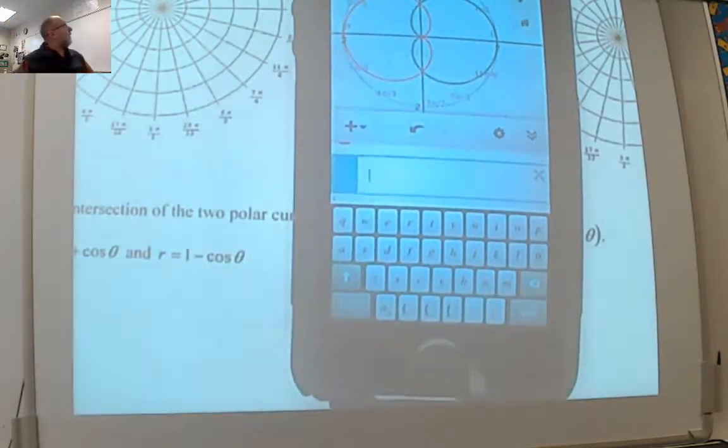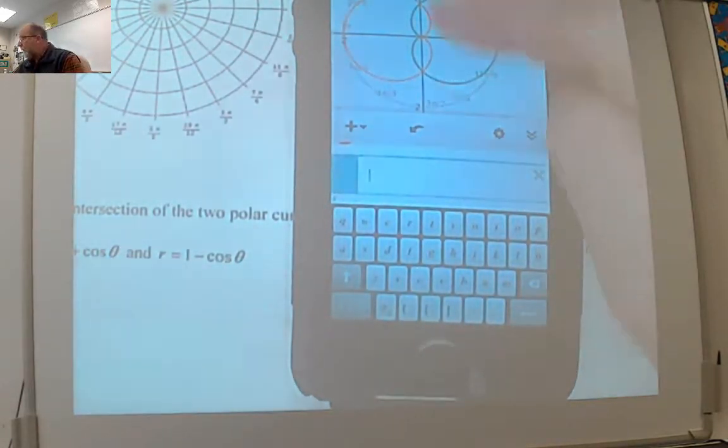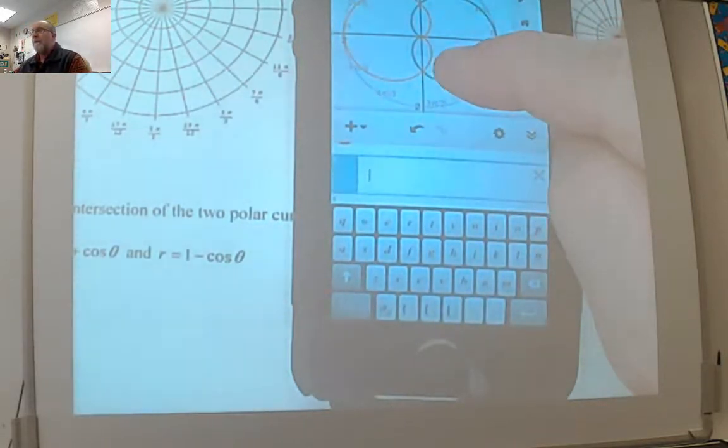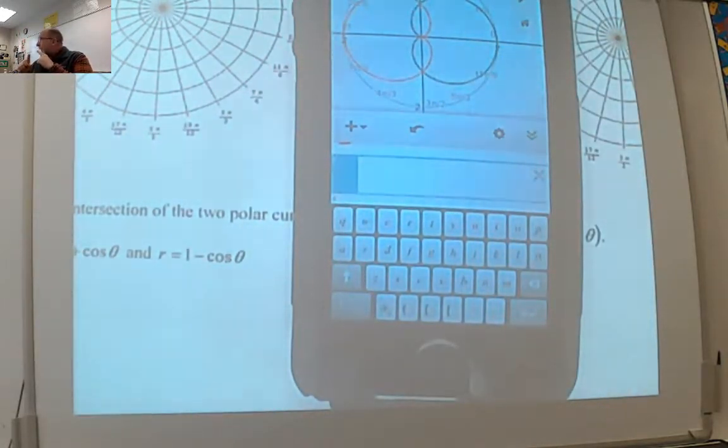Okay, so there are the two curves, and how many intersection points does it look like it has? 3. Okay, where are the 3? One on the top here, one on the bottom here, and it looks like there's one in the middle. So that spot right there in the middle of all those circles is called the origin, but it will also be referred to on the AP test as the pole. The center of all those concentric circles you'll see a lot of times referred to as the pole.